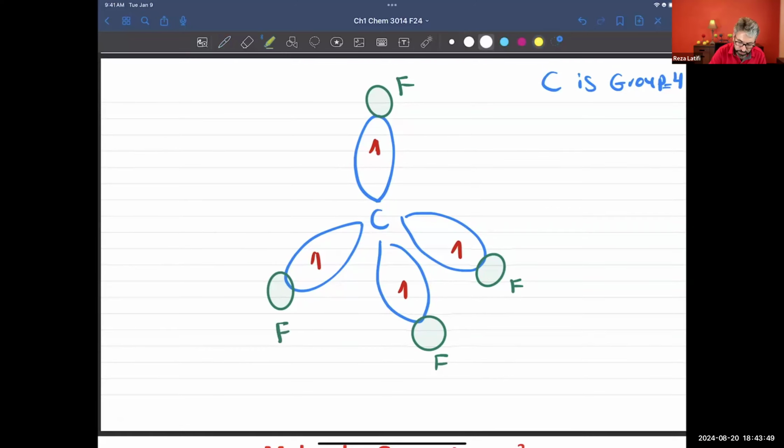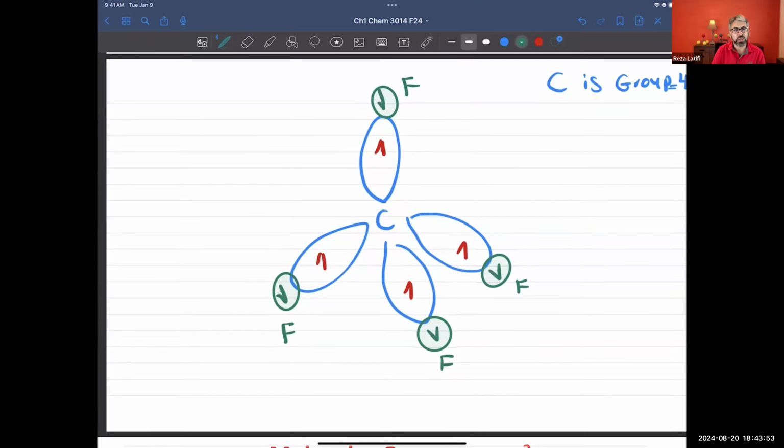And fluorine will come with opposite spin. Now you got 4 sigma bonds. So this is 1 sigma bond, and that's the 2nd sigma bond. Okay, here is the 3rd. That one is the 4th. So I got 4 sigma bonds.